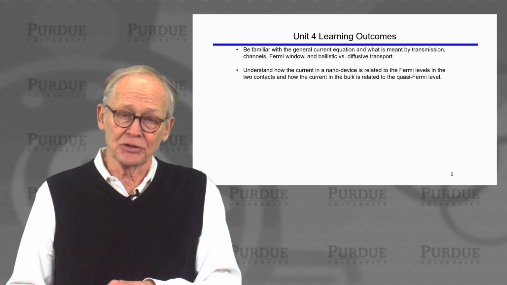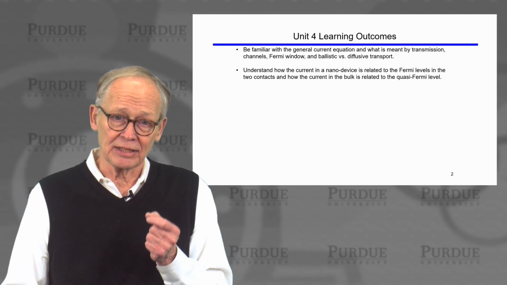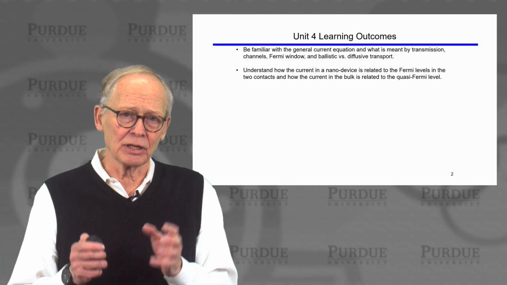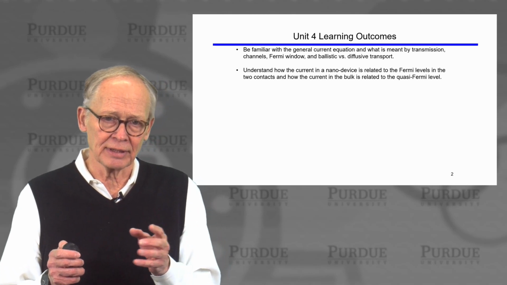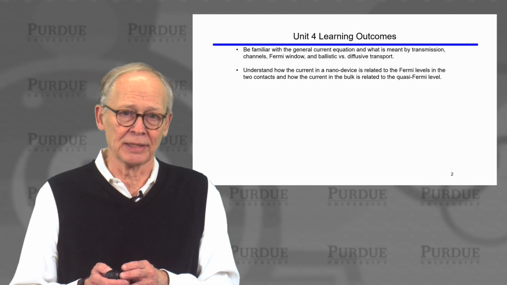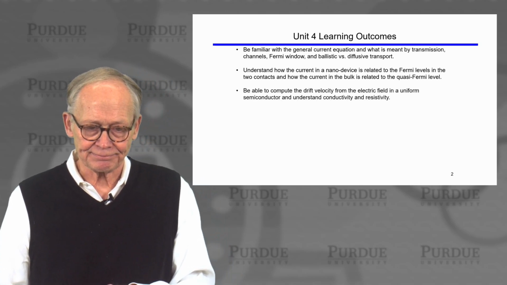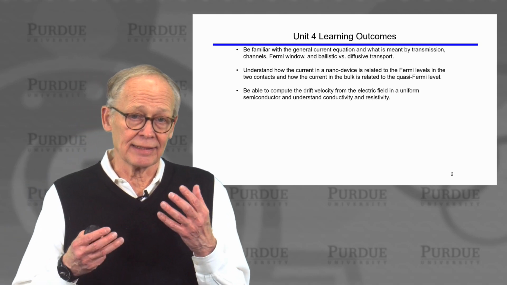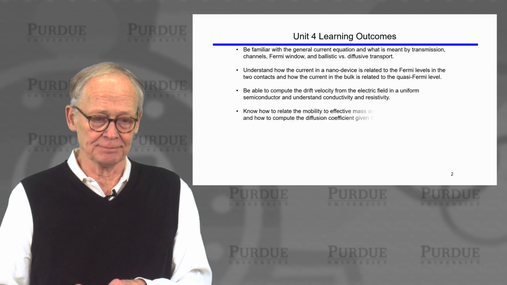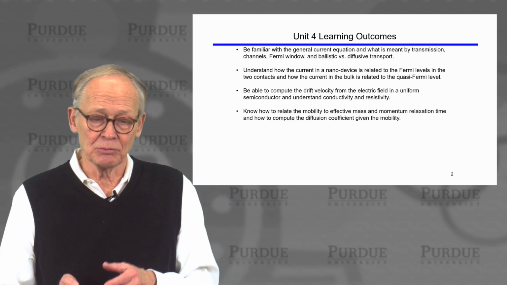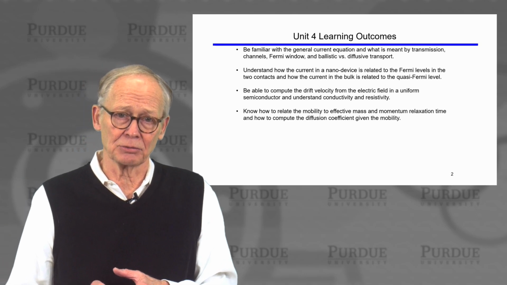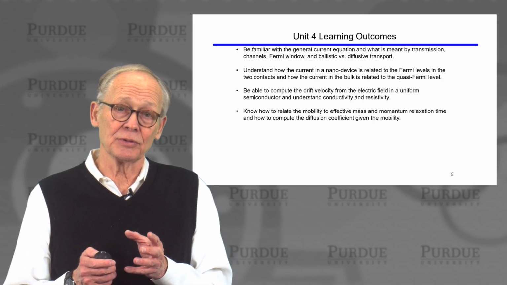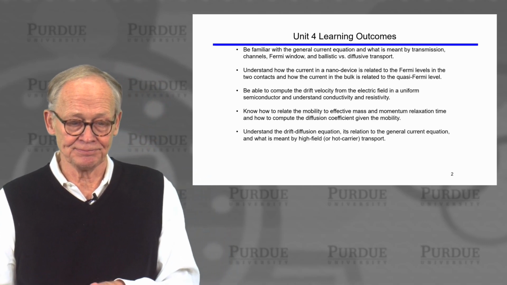Our second objective was to understand how current in a small nano device is related to the Fermi levels in the two contacts to that device, and how current in a large bulk semiconductor where the contacts aren't important is simply proportional to the gradient of the corresponding quasi-Fermi level. We wanted to understand drift velocity and be able to compute it, and we wanted to understand concepts like conductivity and resistivity. We also wanted to understand how the mobility is related to the microscopic semiconductor parameters, scattering times and effective mass, and how to compute the diffusion coefficient by using the Einstein relation.